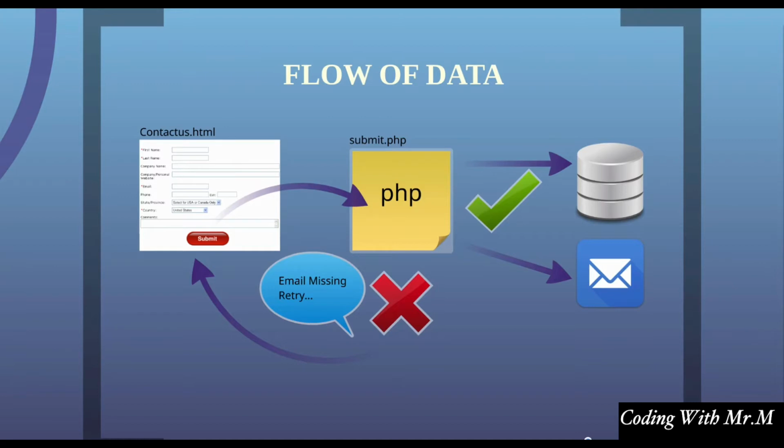Once the data is validated, the data is processed. The data can be inputted into a database, it can be transmitted to an email address, or some other form of data processing. On the other hand, if validation fails, the user is typically sent back to the contact form page so corrections can be made. As a reminder, we'll be working with form data processing later in this course. For now, we'll begin with developing just the front end of the form using HTML.